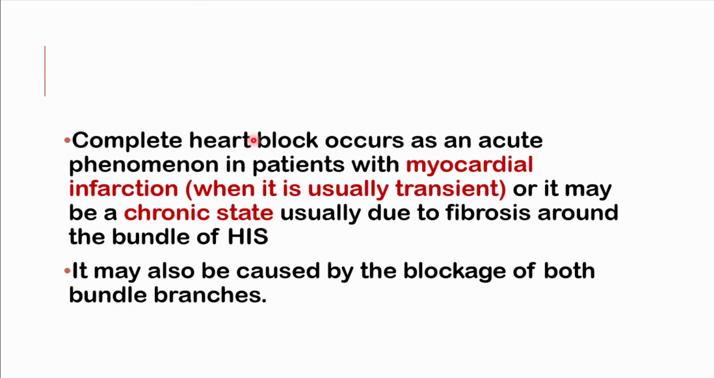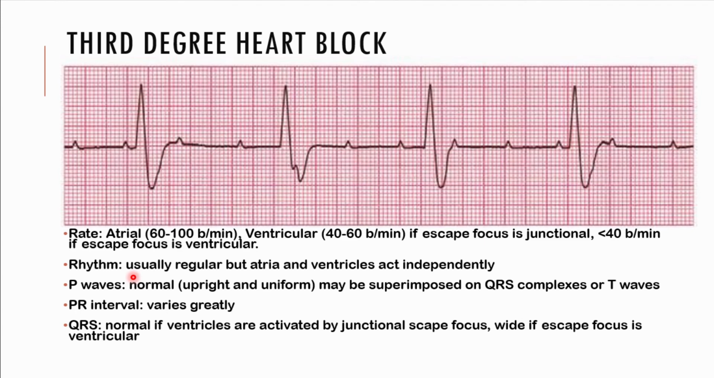So with complete heart block, usually it's going to occur in myocardial infarction, especially in a transient state or in the acute type, or sometimes it may be in a chronic state. Usually if it's in the chronic state, you're thinking of fibrosis around the bundle of His. And you may also get a complete heart block, for example, if you block both the right and the left bundle branches. So that could also present just like a complete heart block.